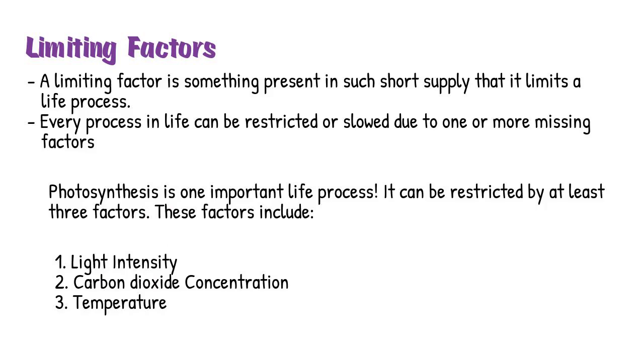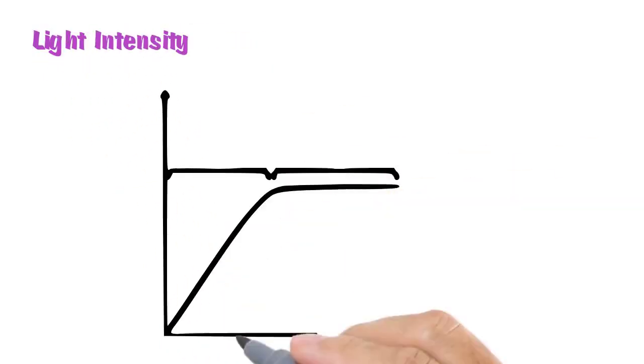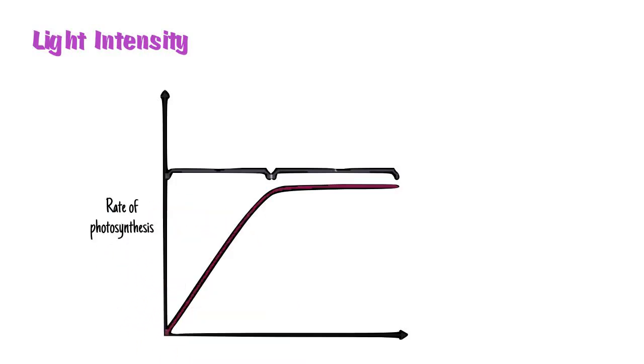Photosynthesis is one important life process. Its efficiency can be restricted by at least any of these 3 factors. These factors include light intensity, carbon dioxide concentration, and temperature. Now, let's take a good look at each of these limiting factors and how they affect the rate of photosynthesis. The first on the list is light intensity.